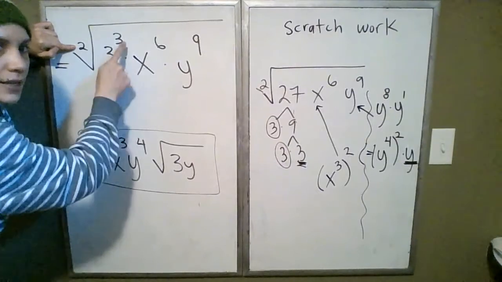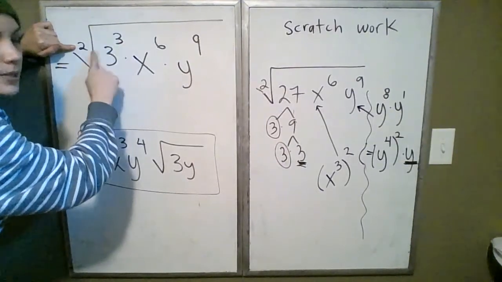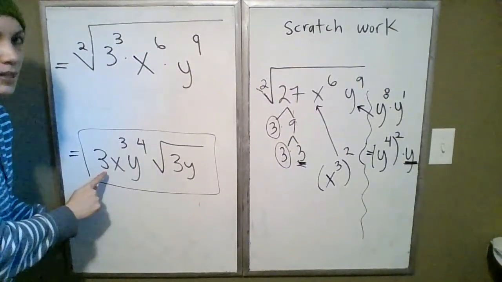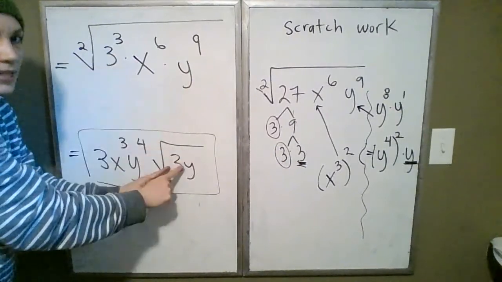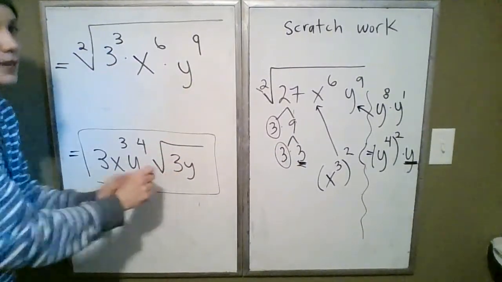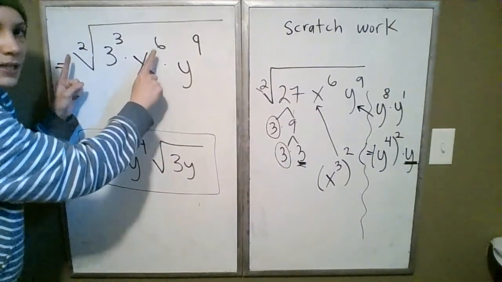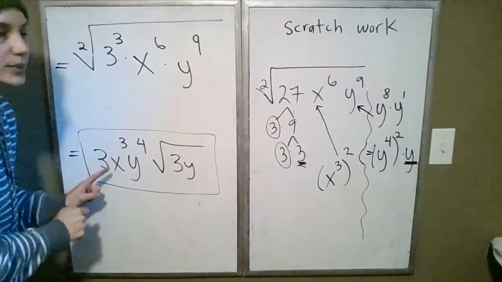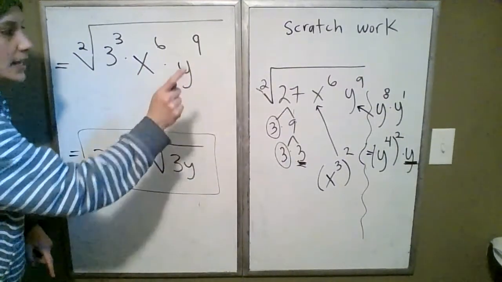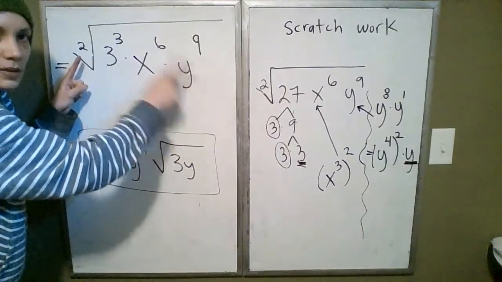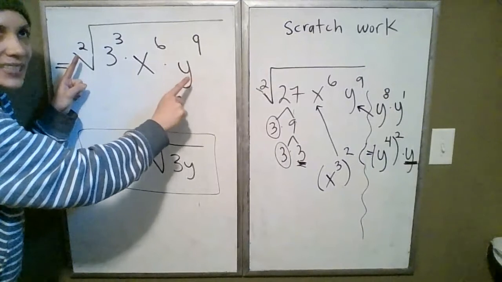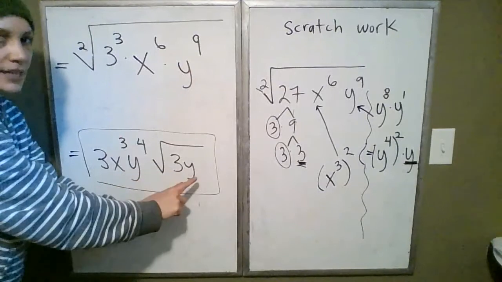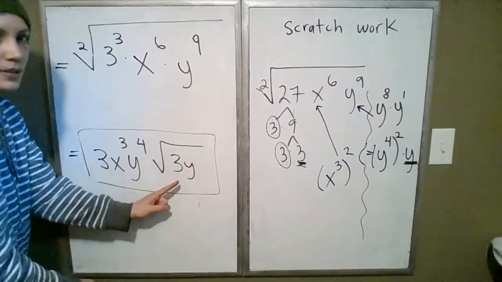So what we'll do is take the power of 3 and see how many times 2 goes into 3: just once. That's the 3 we brought out. There's a remainder of 1, and that's the 3 that stays in. Okay, go over to x. How many times does 2 go into 6? 3 times. That's how we get x cubed. And how many times does 2 divide into 9? 4 times with 1 left over. So we have a y to the 4th, and that remainder of y stays under the root.